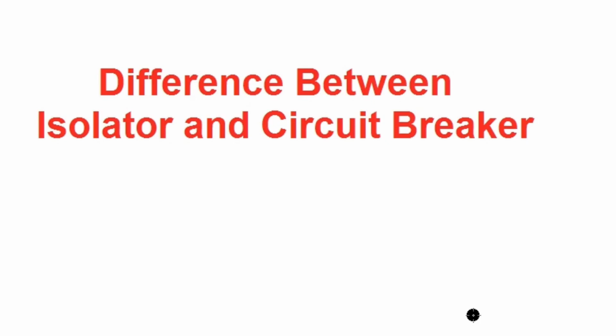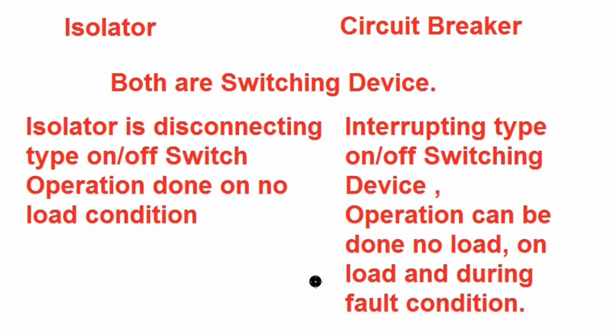Today I will discuss the difference between an isolator and a circuit breaker in a substation. Isolator and circuit breaker are both key components of the switchgear in a substation. In this video I will discuss the key differences between them. Basically, both are switching devices used for on and off operation.